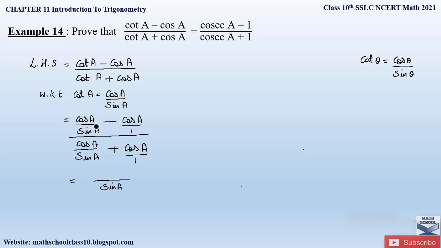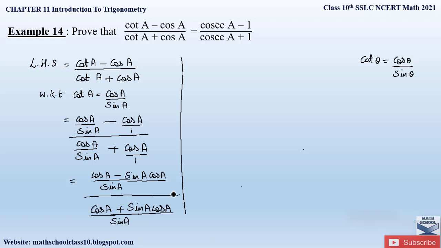Cos A divided by sin A into sin A. Sin A will get cancelled and you will be left with cos A minus again cos A divided by 1 into sin A will be sin A into cos A. Similarly in the denominator we will take the LCM again. Again we have sin A into 1, LCM will be sin A, and in the numerator cos A divided by sin A into sin A, the sin A and sin A will get cancelled and you will be left with cos A again plus cos A by 1 into LCM sin A will be sin A into cos A.